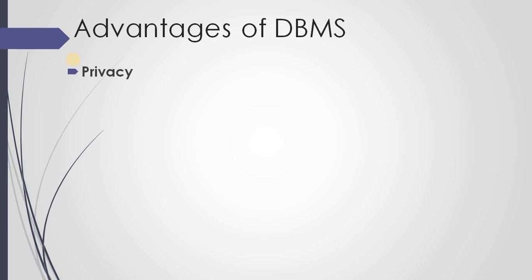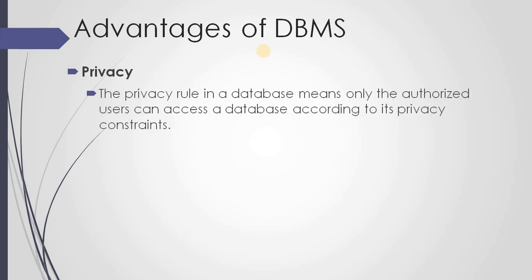Each and every individual can define their own privacy settings. It depends on the person what settings they are going to make for privacy. What data they want to keep hidden, or what data they want others to view. The privacy rule in the database means only the authorized users can access the database according to its privacy constraints.